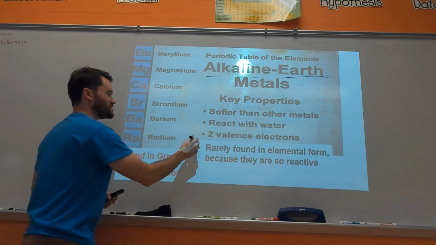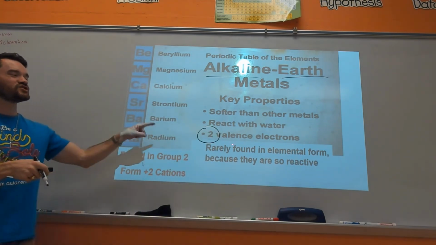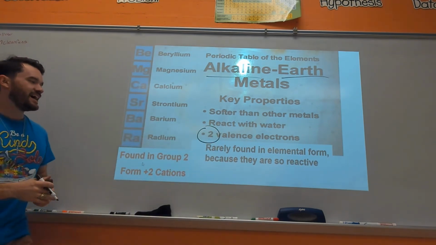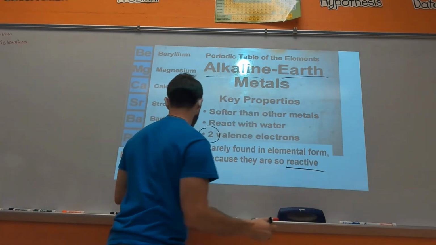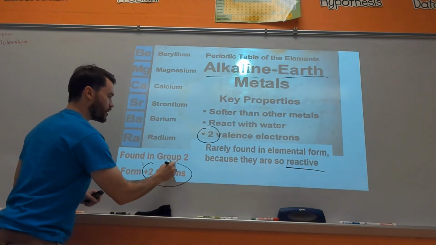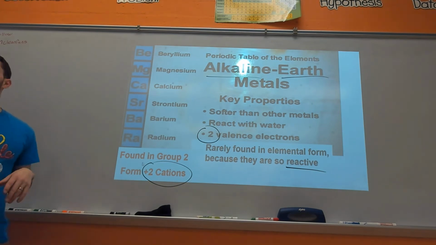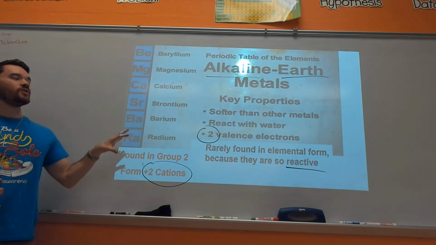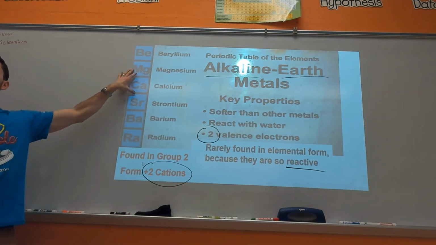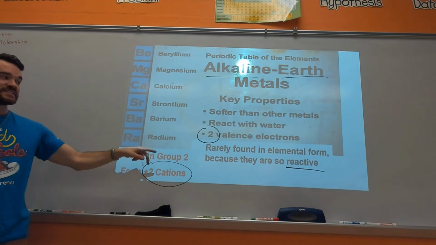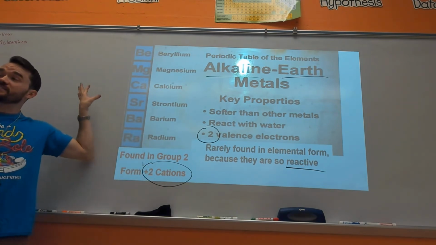Now, I really want you to key in on that. They have 2 valence electrons. They are really reactive, and they form +2 cations. Those are the most important properties here. And then understanding why they form +2 cations and why they're so reactive, it goes back to the Bohr model.